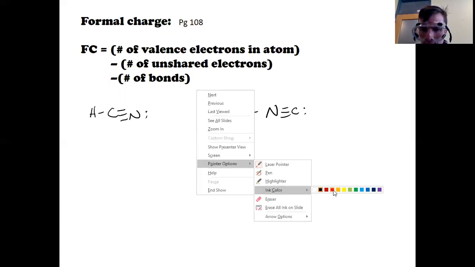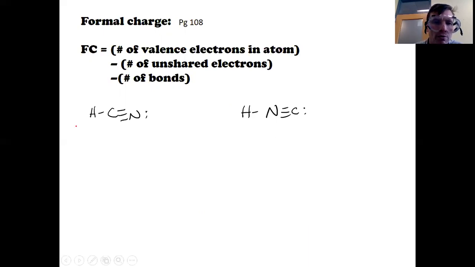Okay, so let's calculate it for hydrogen. Number of valence electrons, formal charge. It has one valence electron. Number of unshared electrons, none. Minus number of bonds, this has one bond. So the hydrogen in this molecule has a formal charge of 0.